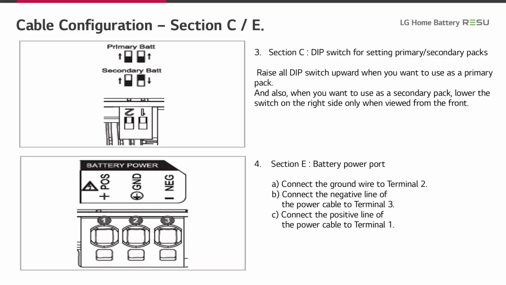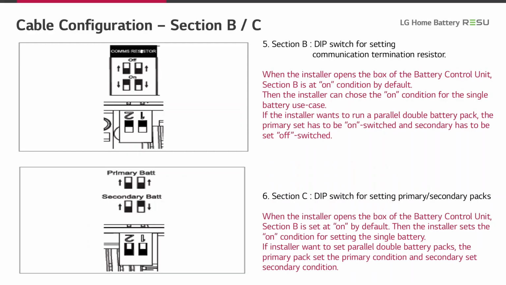The first picture on the left side shows Section B, the dip switch for setting communication termination resistor. When the installer opens the box of the battery control unit, Section B is at on condition by default. Then the installer can choose the on condition for the single battery use case. If the installer wants to run a parallel double battery pack, the primary set has to be on switched and secondary has to be set off switched.